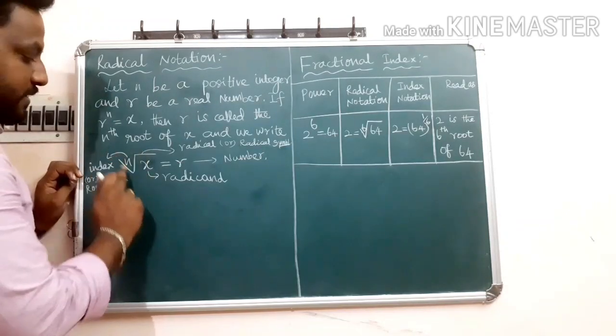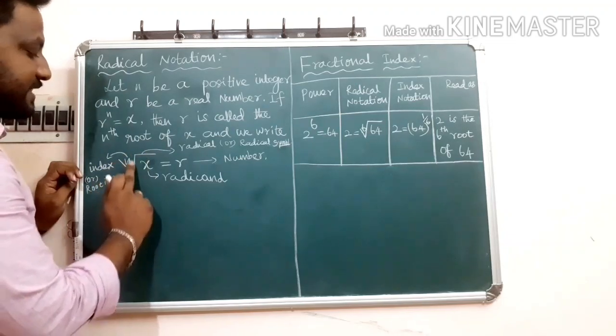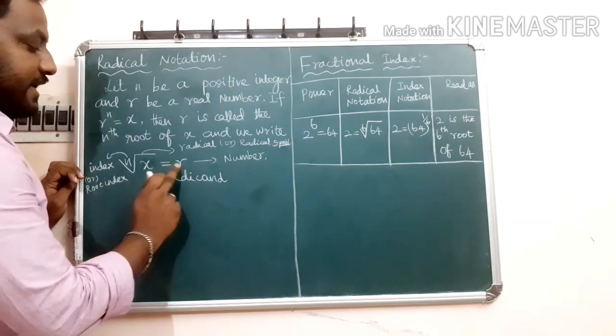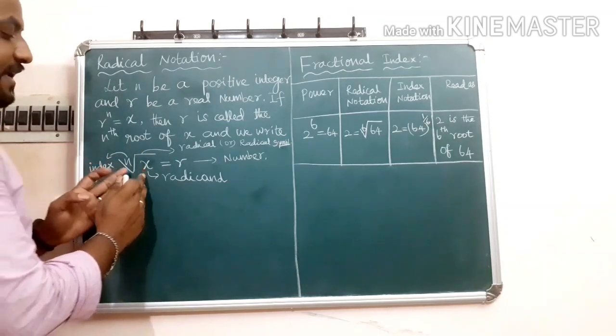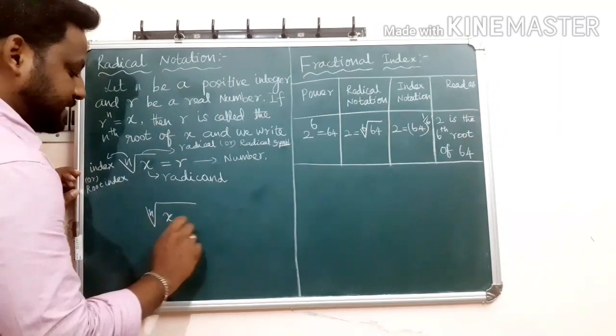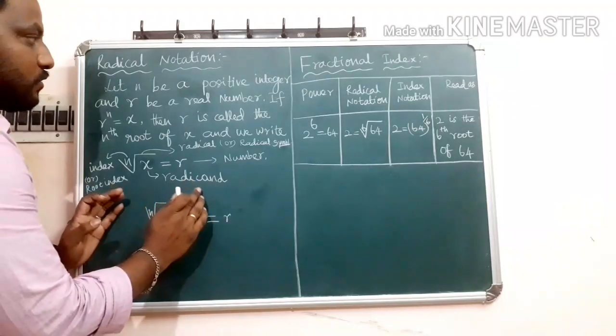This should be called the nth root, that is, the nth root of x is equal to r. So the nth root of x is equal to r. This is called radical notation.